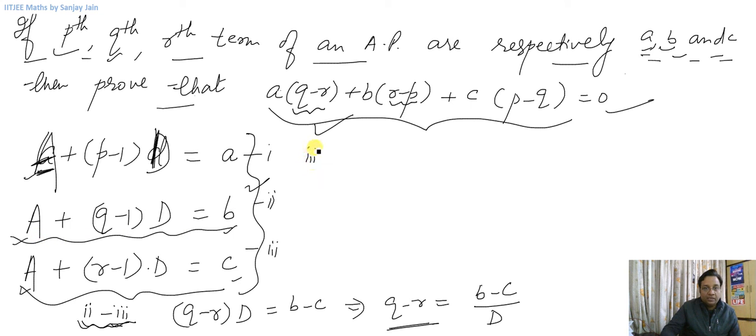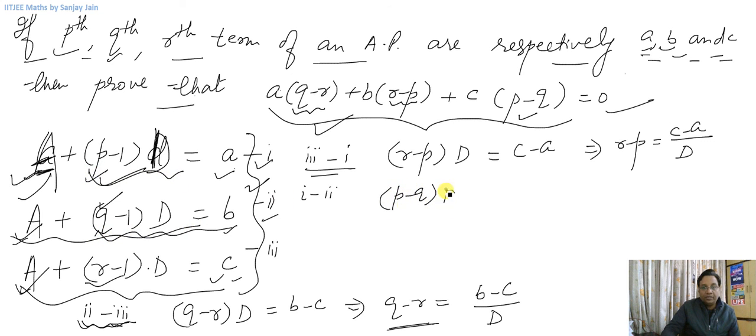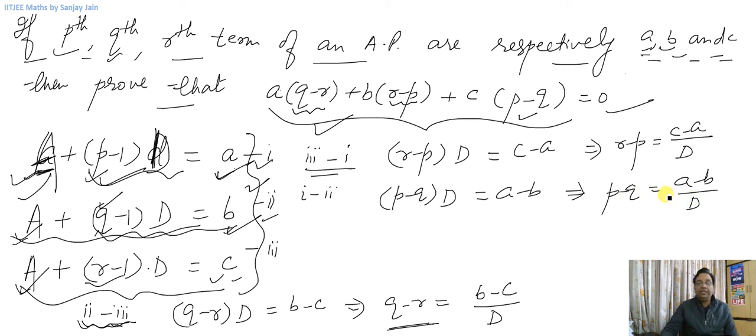I will do third minus first, right? So A will again get cancelled, and this minus this expression will give me r minus p into capital D, and on the right hand side I'll have c minus a, which will give me r minus p equal to c minus a divided by capital D. And to obtain p minus q, I will do this subtraction, 1 minus 2, right? Because p is here, q is in this expression, so 1 minus 2, A will again get cancelled, and this expression minus this expression will give me p minus q into capital D, and on the right hand side I'll have a minus b. So p minus q will be a minus b divided by D. I am doing it in detail just to make you understand. Otherwise, once you notice this, you can directly write these expressions, right, based on the pattern.